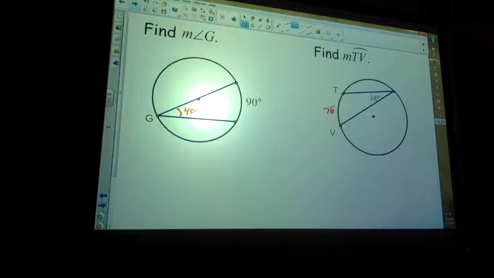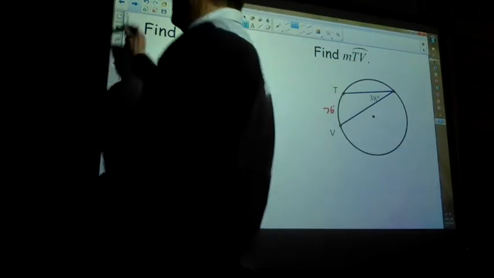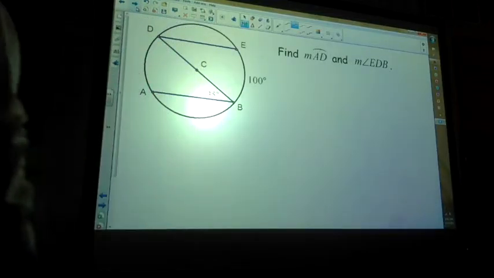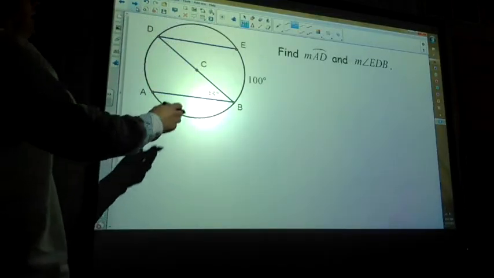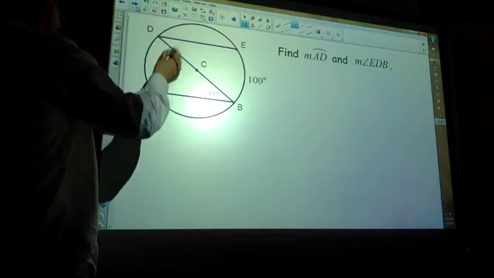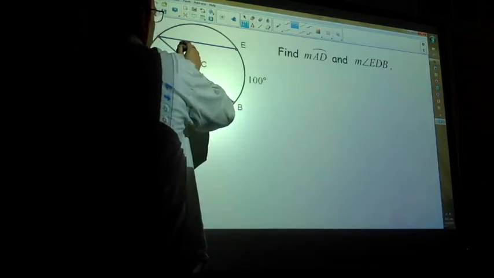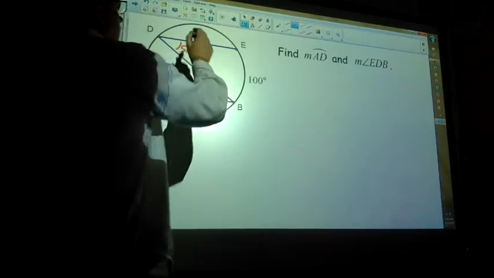Now we're on the back side. Let's see what the back side has. Oh, the back side's much tougher. All right, so find measure of AD. So that's 70. And the other one, this one here is 50. Okay.